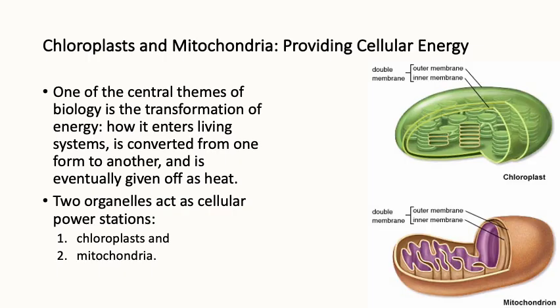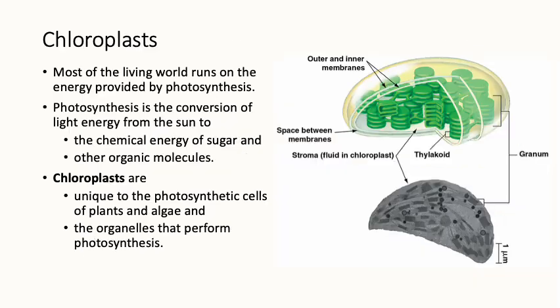The central theme in biology is energy transformation, and cells rely on specialized organelles to manage this process. Chloroplasts and mitochondria act as the cell's power centers, converting energy into usable forms. These organelles allow cells to capture energy from the environment or extract energy from their molecules. Without them, complex life as we know it would not be possible. Their presence highlights how cells are not just structural units, but dynamic systems constantly processing energy to sustain life.